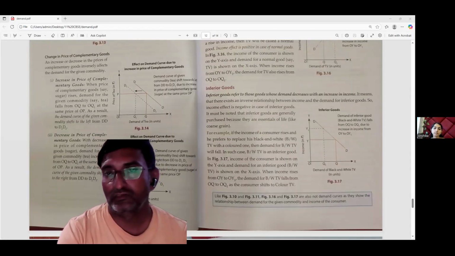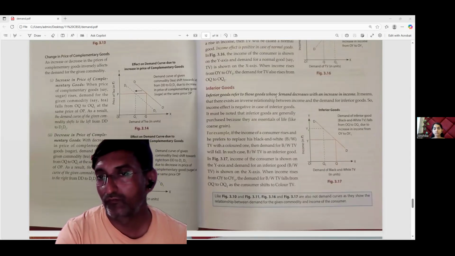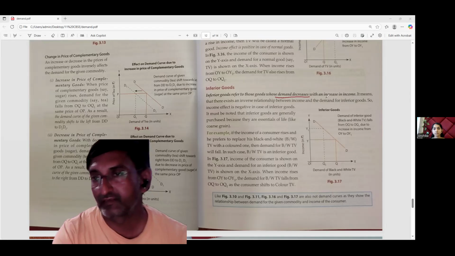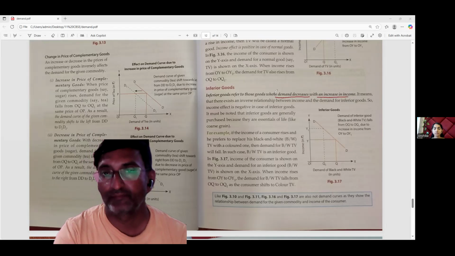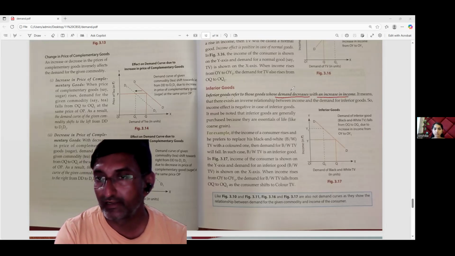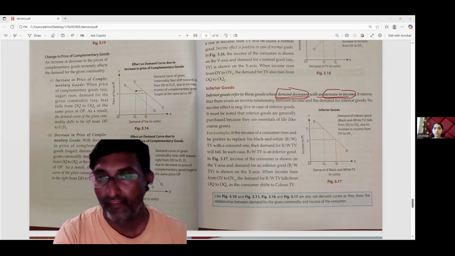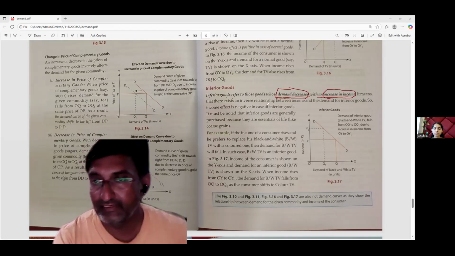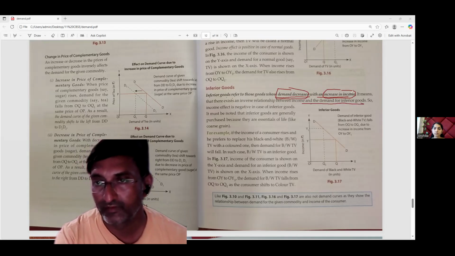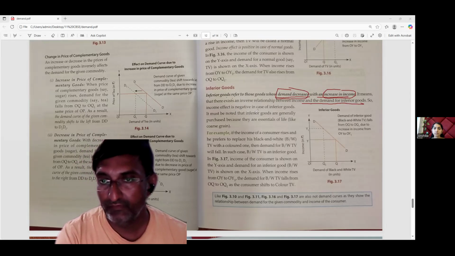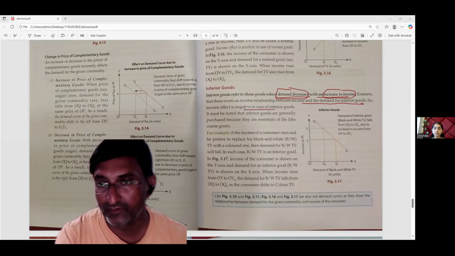Basically, inferior goods refers to those goods whose demand decreases with an increase in income. Inferior good means those goods whose demand is decreasing with an increase in income. It means that there exists an inverse relationship between the income and the demand for inferior goods. It means the income effect is negative in the case of inferior goods.